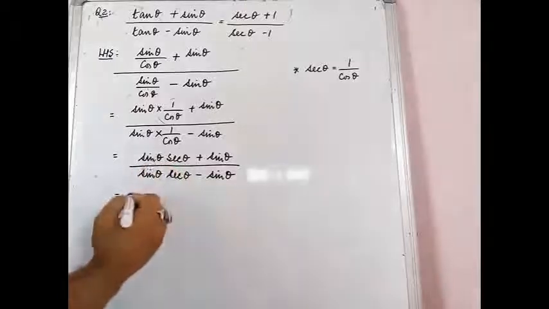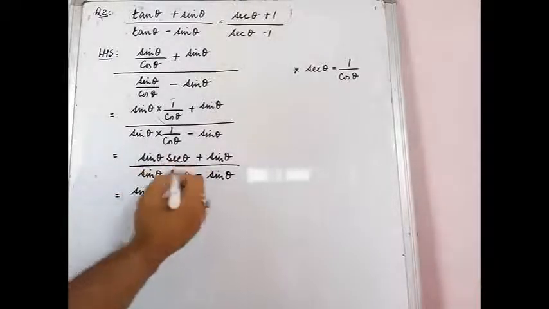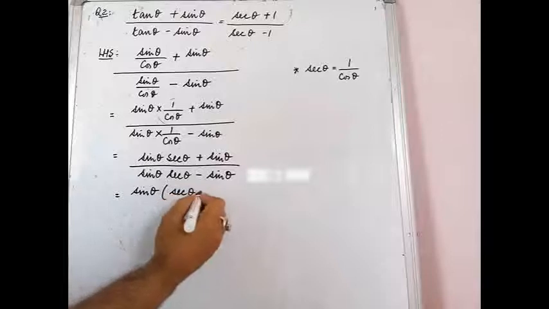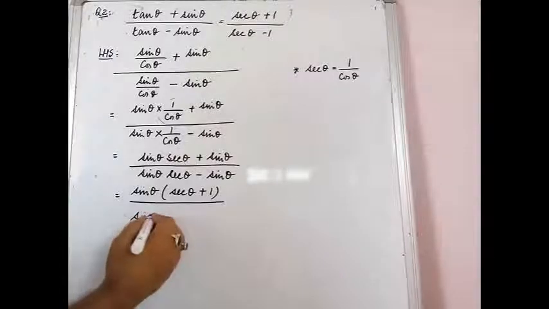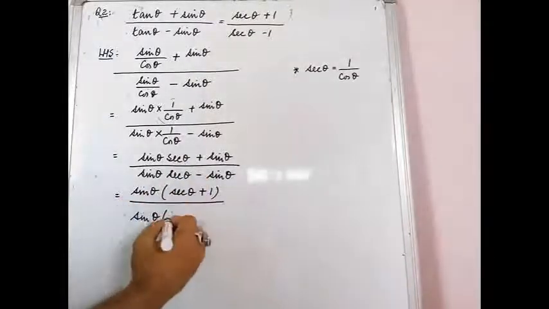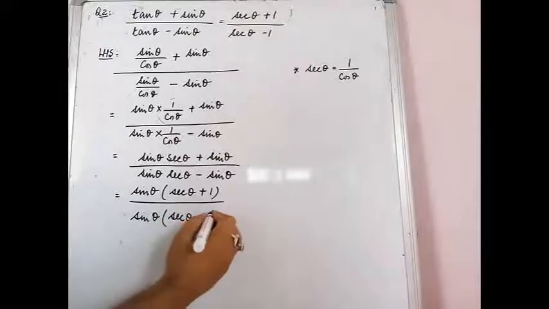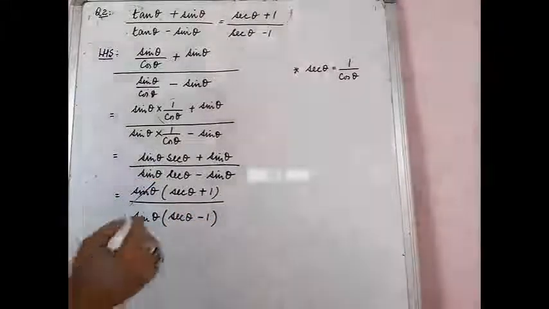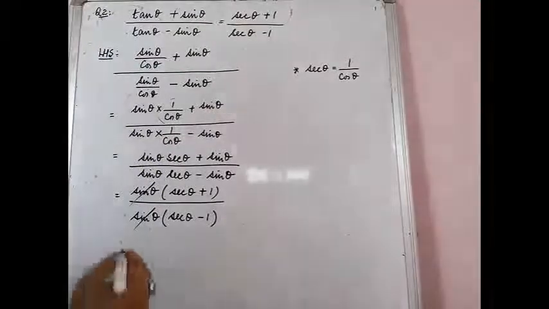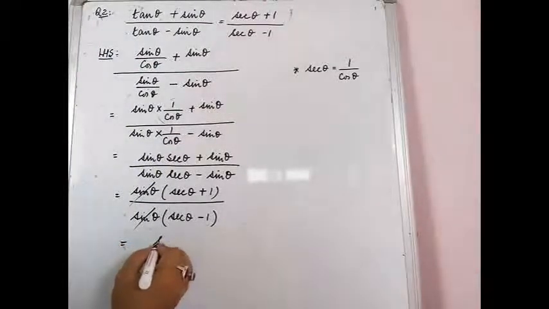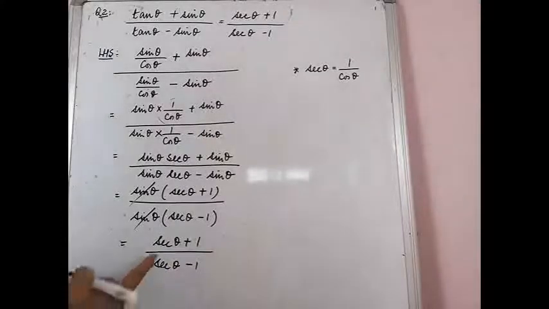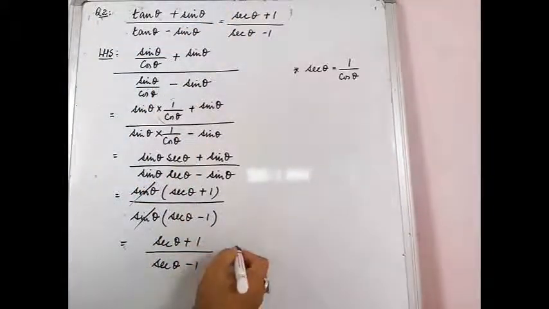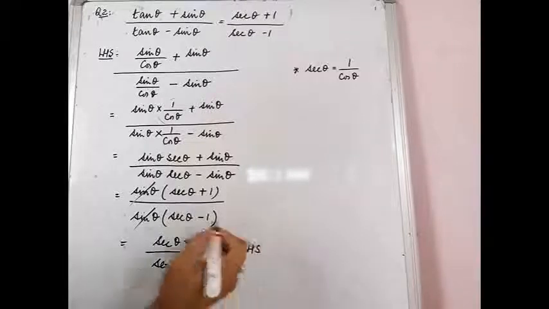So you can simply take out common sin theta from the numerator, so this will become sec theta plus 1. Similarly, you can take out sin theta from the denominator also common, so this will become sec theta minus 1. Okay, this sin theta and this sin theta get cancelled, so what you are left with in the end is nothing but what you have to prove. Okay, so sec theta plus 1 upon sec theta minus 1. As you can see, this is exactly matching with what you have on the right hand side.